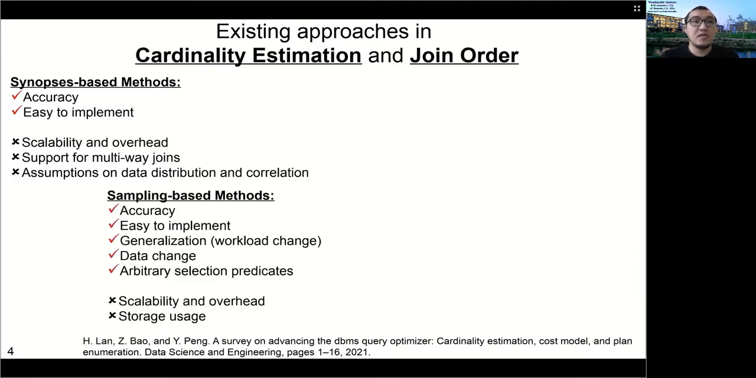There exist also sampling-based cardinality estimation methods that are agnostic to data and workload changes. However, the overhead greatly increases in estimating a large number of table joins. Therefore, it is difficult to scale up the methods.